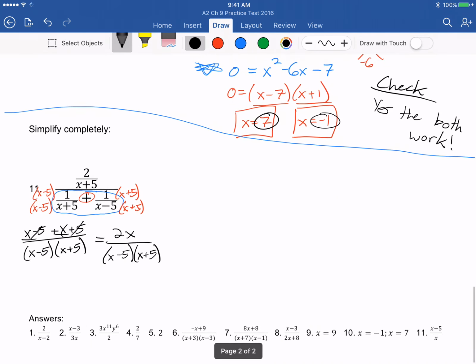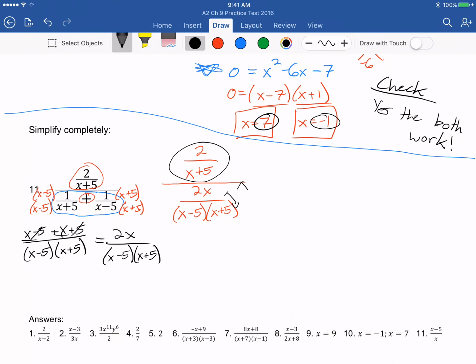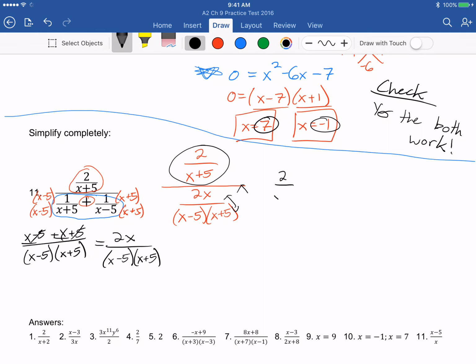Now is where you actually have to do the division. So here I have this. So right now what I have is 2 over x plus 5 all over this 2x over x minus 5 and x plus 5. So that's what I have. So to divide, we talked about this a little bit earlier, so I'm going to switch this to multiplication and flip this guy around. So I have 2 over x plus 5 times now this x minus 5 and x plus 5 all over that 2x.